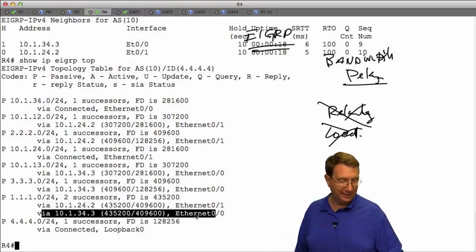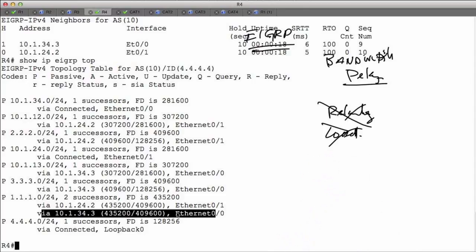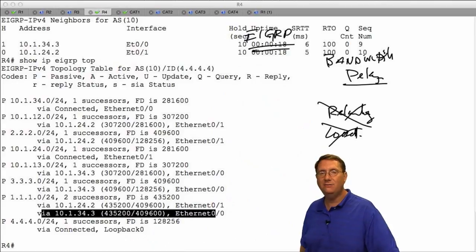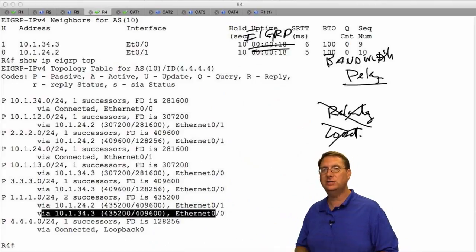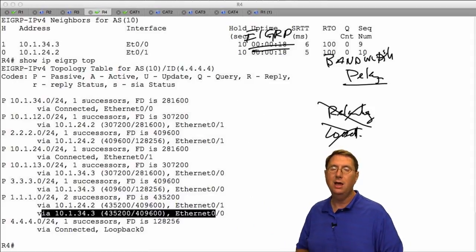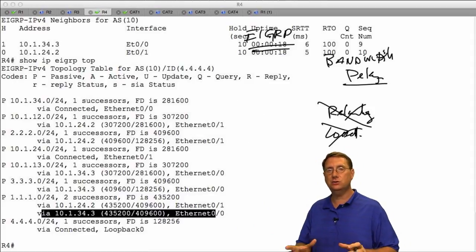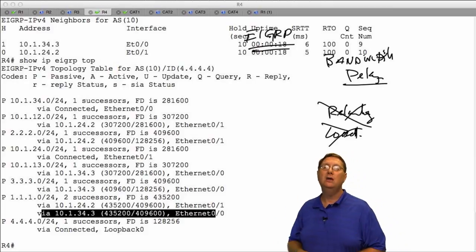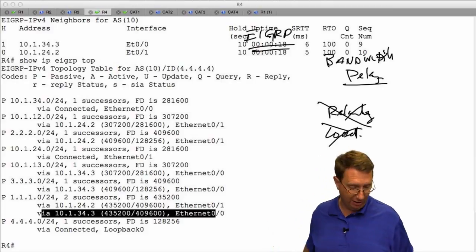So EIGRP has the benefit over almost every other routing protocol that we have to work with, in that it allows us to not have to redo the computation, provided we have a feasible successor. We have a successor, which is the best route. We have a feasible successor, which would be the next best route. But the feasible successor is only placed inside the routing table if we lose the successor route, the best route.